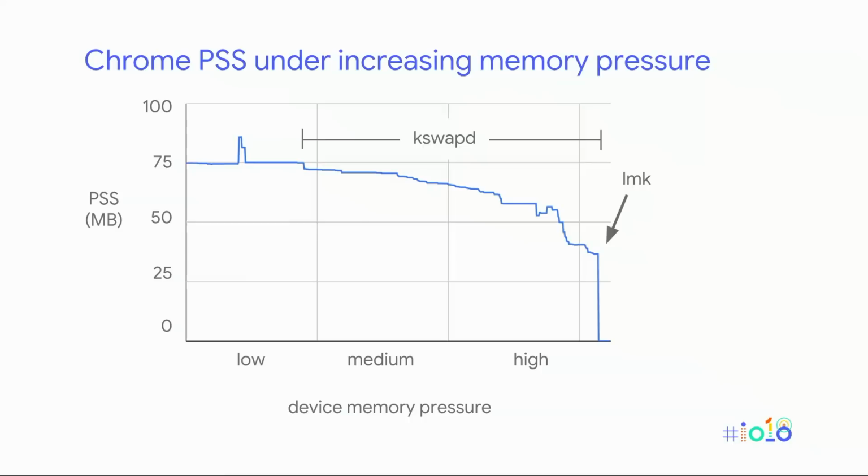So what you can see here is that even for the same application use case, the same platform configuration, we have a wide range of PSS values we might get. And so you have to be a little bit careful.